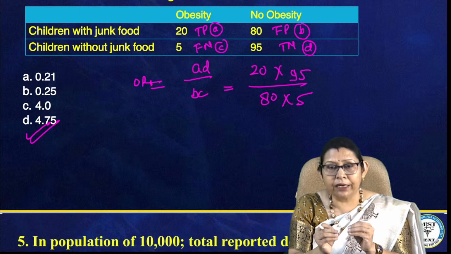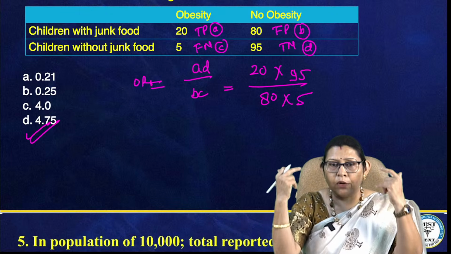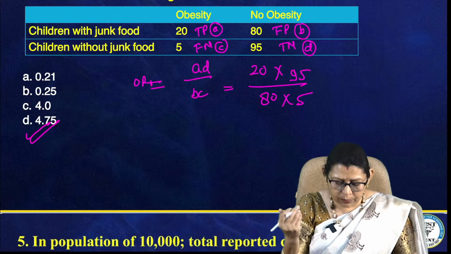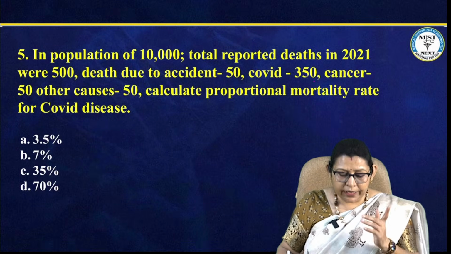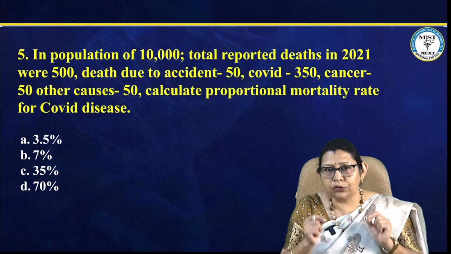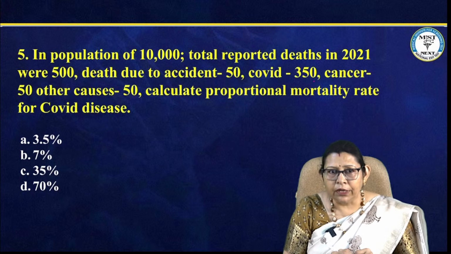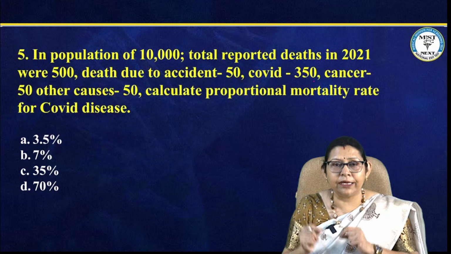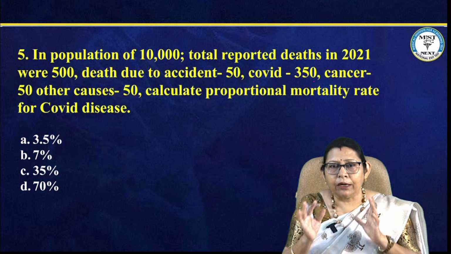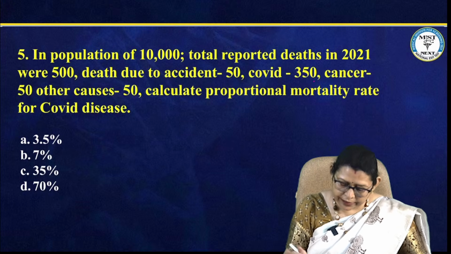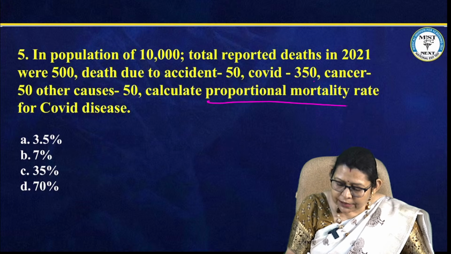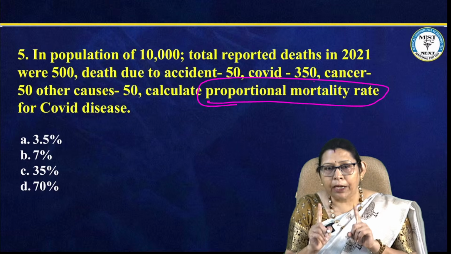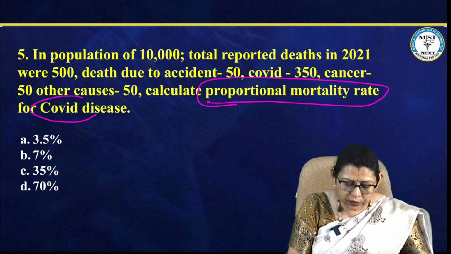So see, in all the questions we have seen so far, the thing is that you have to just see in the numerical what they are asking, quickly recall the formula, put the values in the formula and get the correct answer. Now the next is, in a population of 10,000, the total reported deaths in 2021 were 500. The deaths due to accident, COVID, and cancer are given. Calculate the proportional mortality rate.